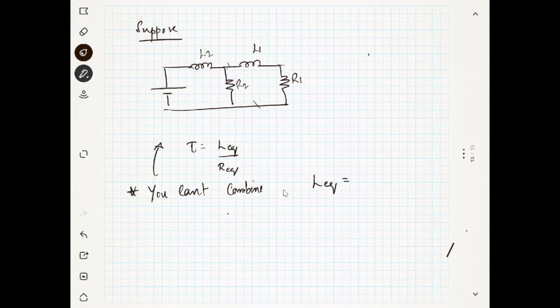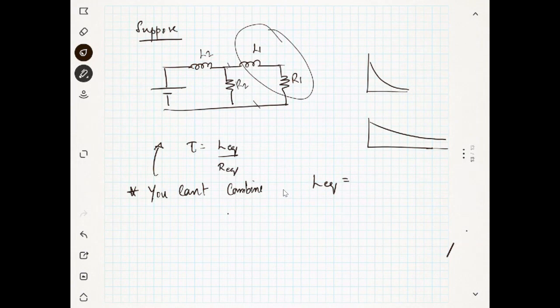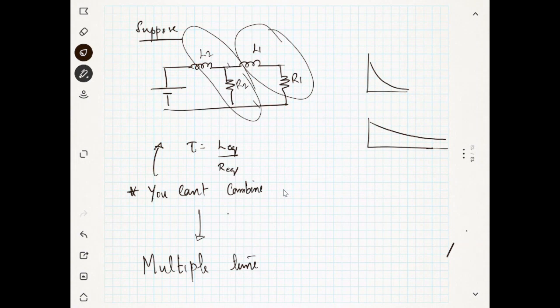So this will decay in two different ways. One will have one time constant, and one will decay like this. According to the values, sometimes both will be the same, so we can combine these two. We have another combination. So we have two time constants in this circuit. If you cannot combine them, that kind of circuit has multiple time constants. You understood? Multiple time constants.